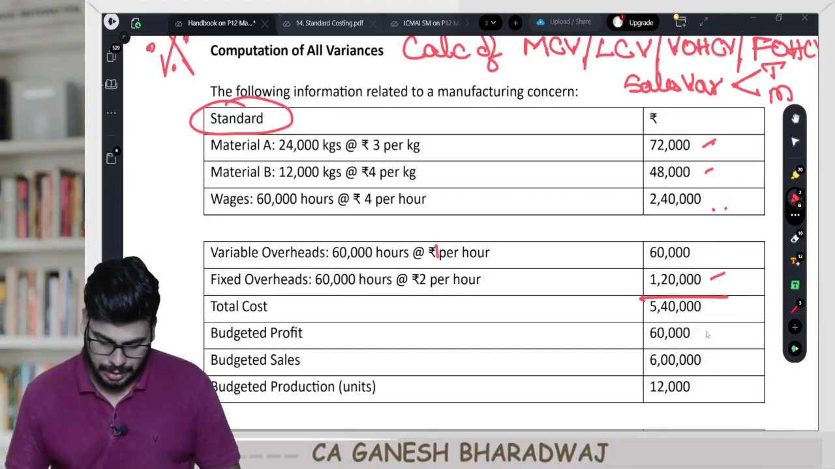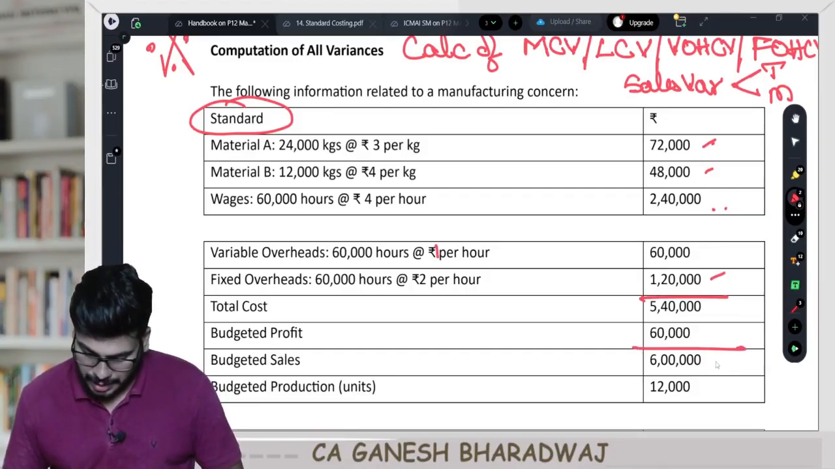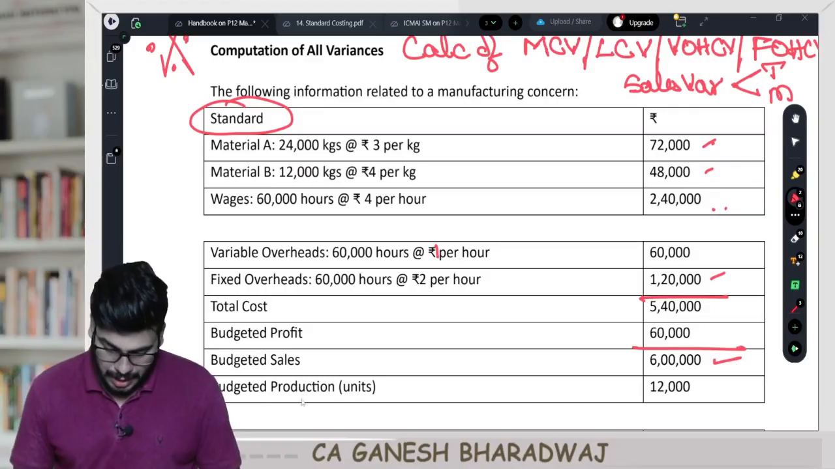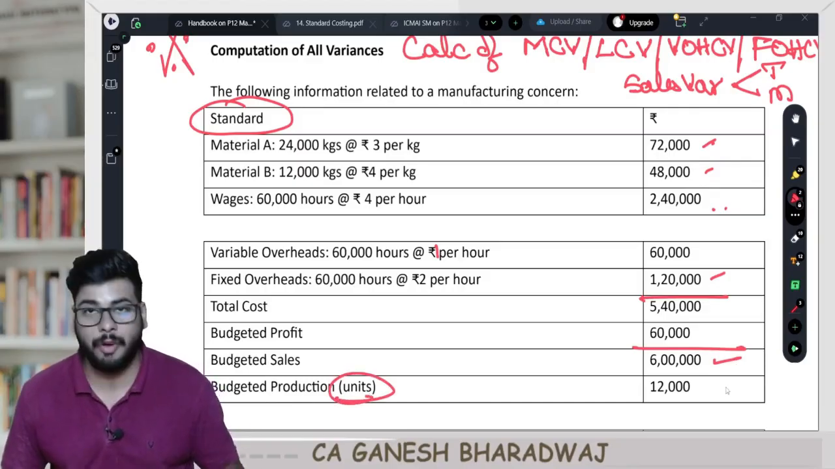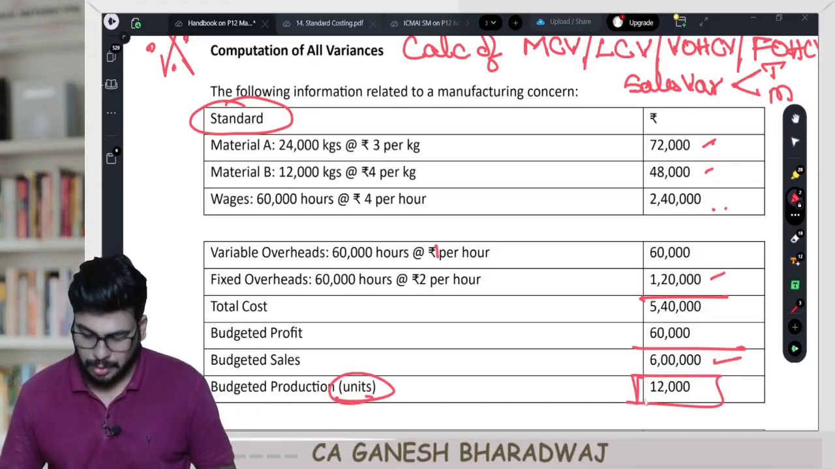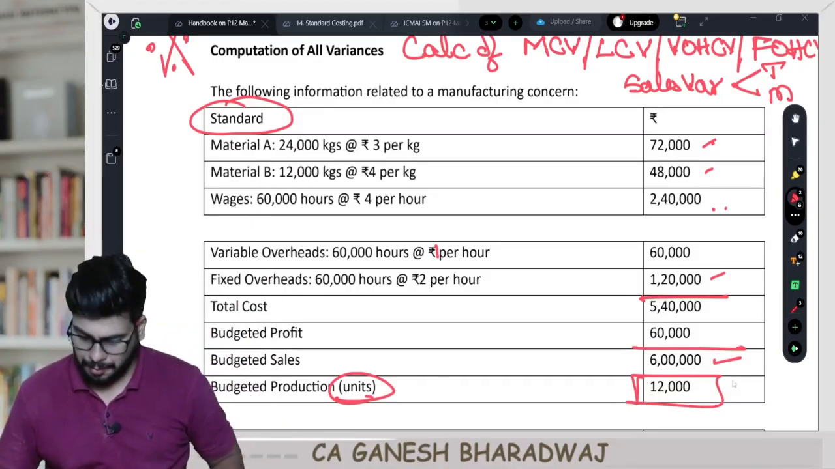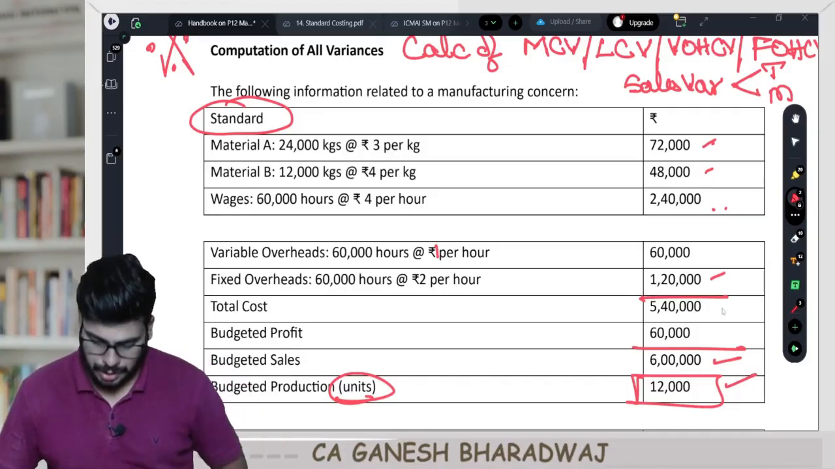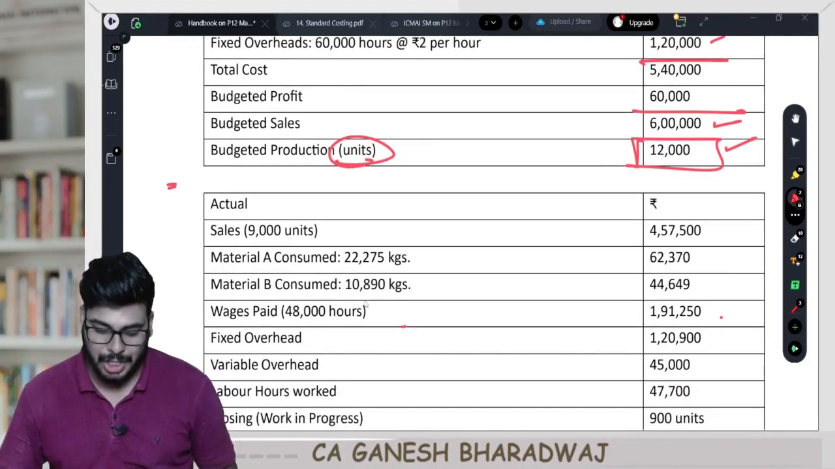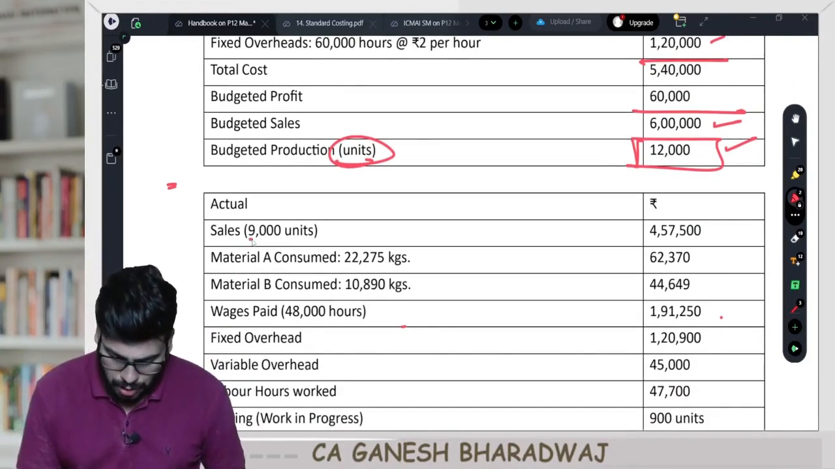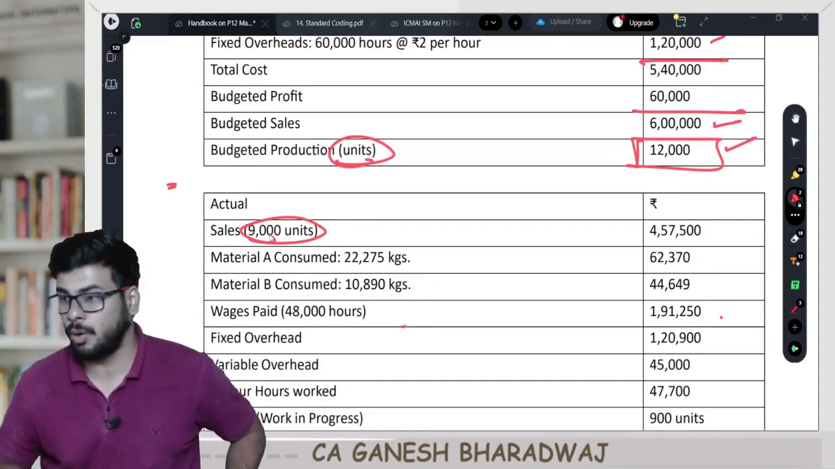Budget profit is 60,000 rupees. So the budget sales is going to be 6 lakh rupees. And the budgeted units of production is going to be 12,000 units. So basically they have given us the entire budget pertaining to how many units? 12,000 units. Now look at this. Actual units sold is 9,000. Wait, immediately what you can conclude?